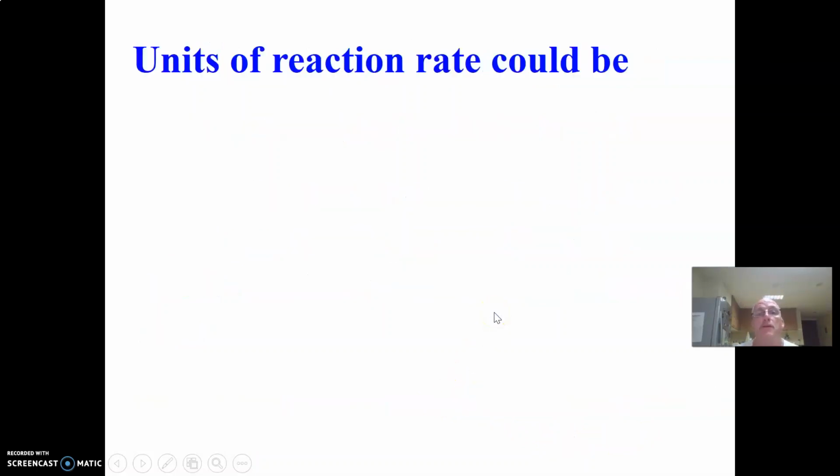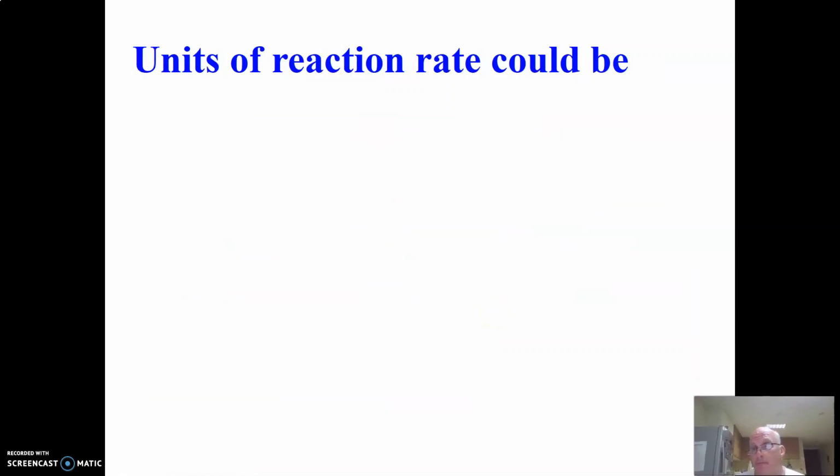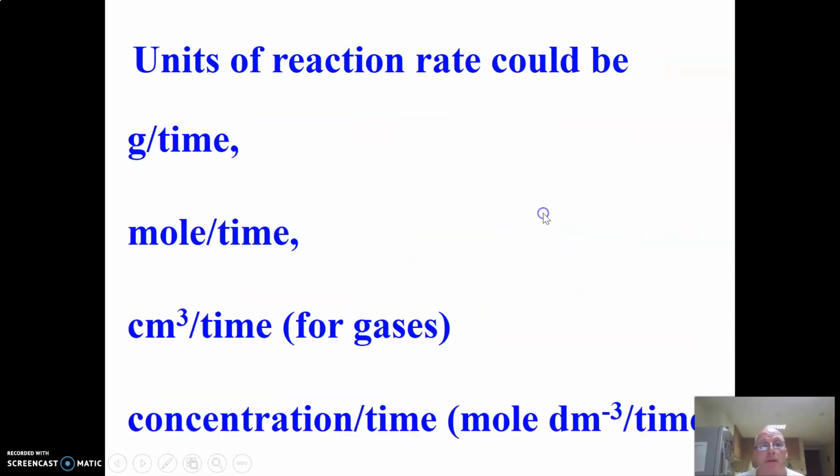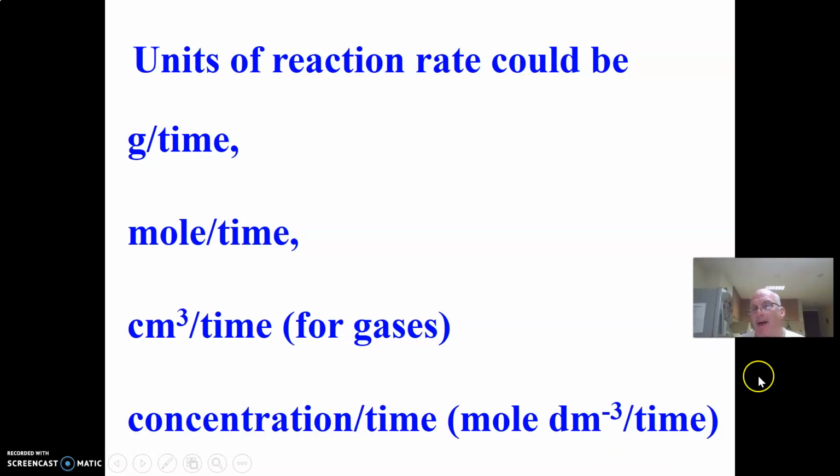Okay, now, possible units of reaction rate. I'm sure you can guess what some of these units are. There are some possibilities here. It could be grams per unit time. It could be moles per unit time. Cm cubed is good for a gas, the volume of gas formed in a given time. But usually in the exams, we talk about changing concentration with time. So the unit is mole per dm cubed per time, per second, per minute, whatever, okay? But there are lots of possibilities. Probably the two that you'll see most often in your exams are the bottom two here, okay?